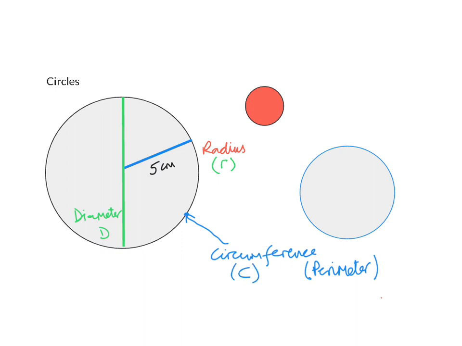So we have diameter, circumference, and radius. Just something important to realise is that the diameter is twice the radius. So you could write it like that. The diameter is 2r. Okay, and that's important sometimes.